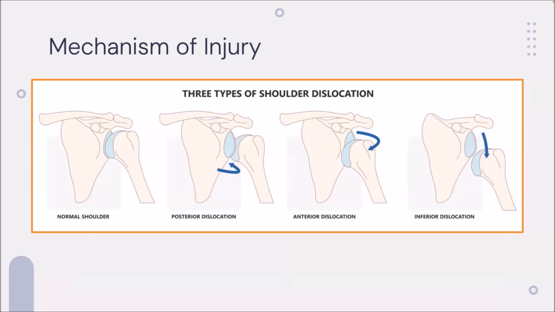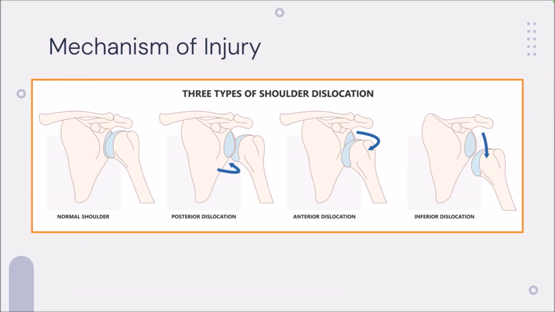So next we'll talk about the mechanism of injury. Dislocation has a bimodal distribution. It's very common in the young and very common in the elderly, but the pathology is different. Do you know what the main problem is in the elderly and in the young? The main problem is in the static or dynamic stabilizer.